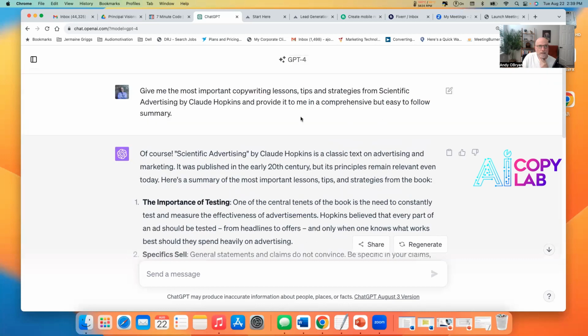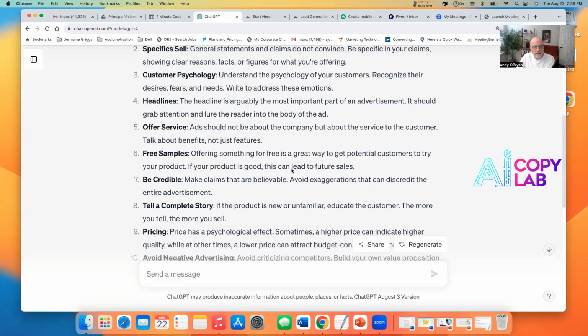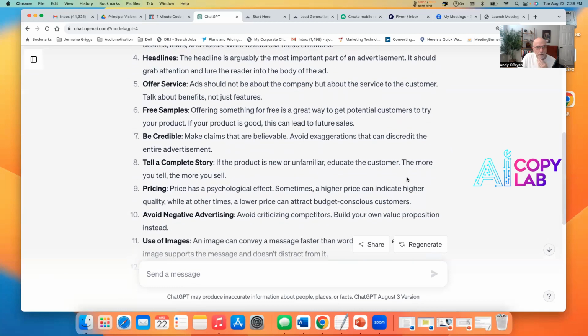You can use this prompt where I say, give me the most important copywriting lessons, tips, and strategies. You can do that from any book. As long as you have the name of the book and the author, you can use this prompt to arrive at these summaries. It's like having Cliff Notes.